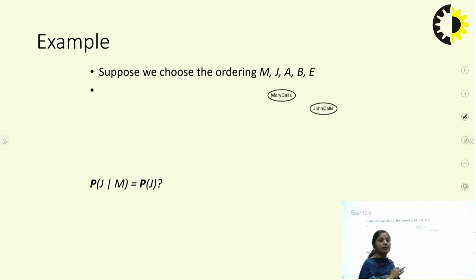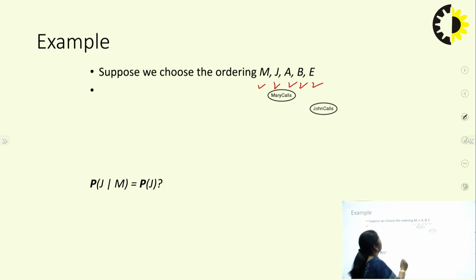Rather than taking the order of burglary, earthquake, alarm, Mary calls, John calls, if we take the reverse, that is Mary calls, John calls, alarm, burglary, earthquake, it is not causal. Mary calling is not causing the alarm, but the alarm is causing Mary's call. So we have taken the reverse. Now when we add all the variables one by one to the network, that will not give us the most compact Bayesian network.